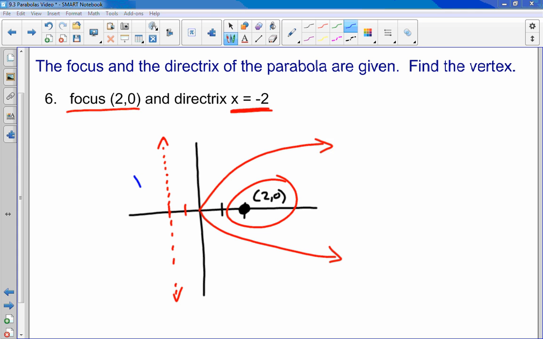Now, the directrix is at x equals -2. So it's a distance of 2 from the directrix to the vertex and a distance of 2 from the vertex to the focus, a grand total of 4 units. So the x value goes from -2 to +2. And what's halfway between -2 and +2? 0, which means my vertex is going to be at 0, 0. So you were just able to find the vertex based on the focus and the directrix.